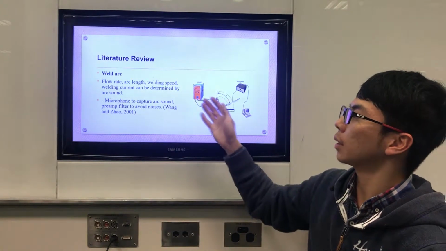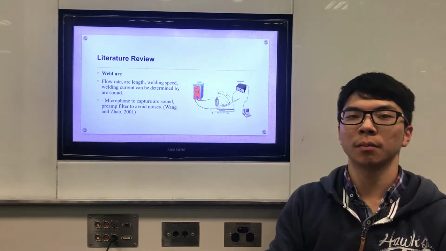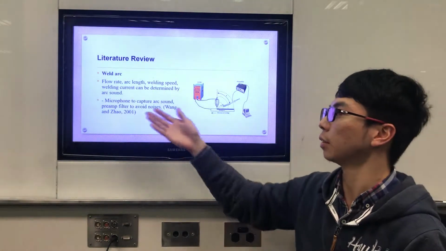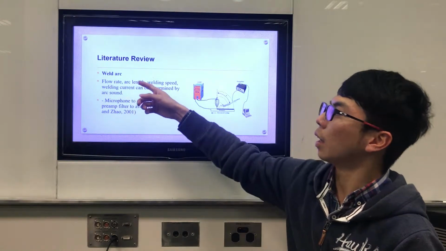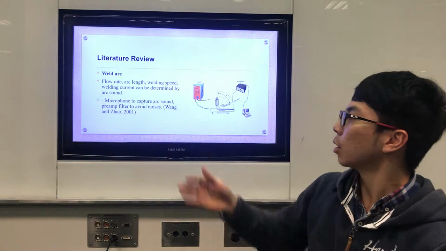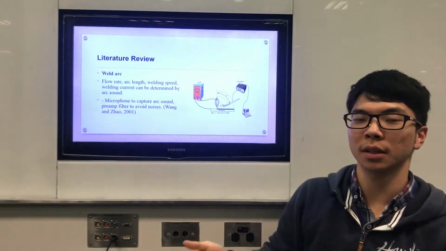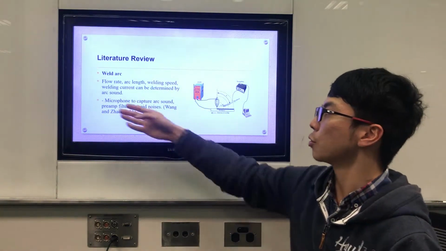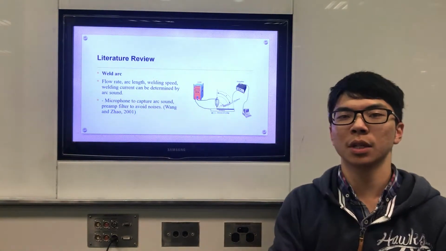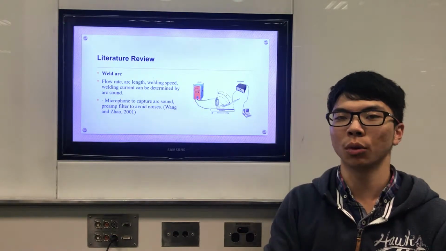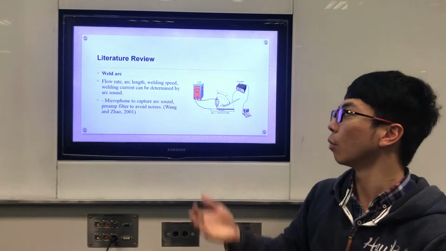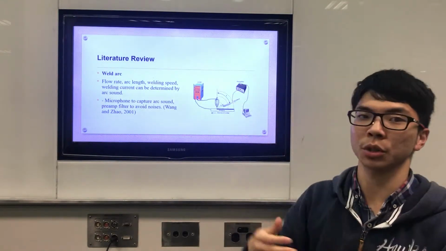And the final one is the weld arc, and there are many parameters that can be determined by the arc sound, such as the flow rate, arc length, welding speed, and welding current. The measurement of the arc sound is much easier. Just use a microphone to capture the arc sound, but at the same time, the arc sound will contain other noises, like the machine's noise, and this can be avoided by a pre-filter.